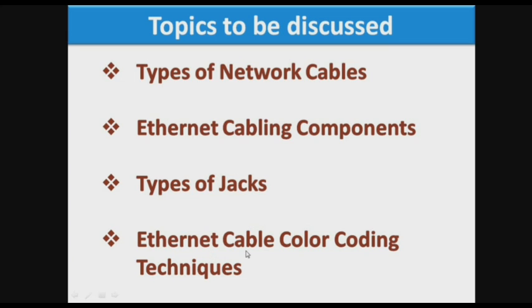Finally, we are going to discuss what is the crimping process and what are the three different color coding techniques available in Ethernet. That is, what are the three important wiring techniques for Ethernet cable. So these are the important topics we are going to discuss in chapter 13. Okay, let's start today's section.